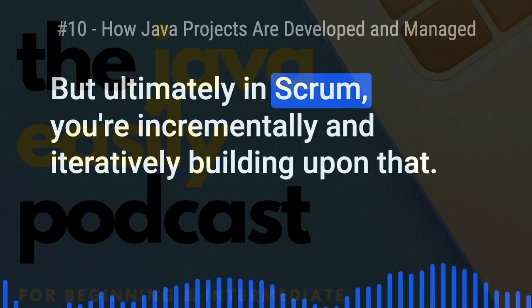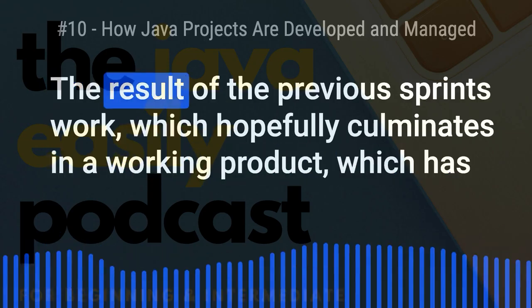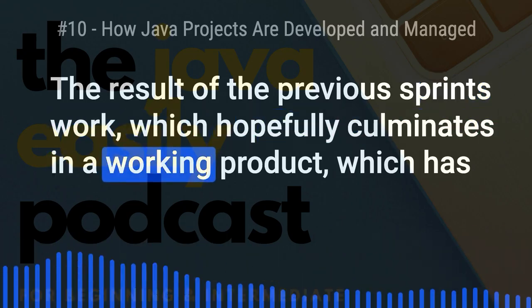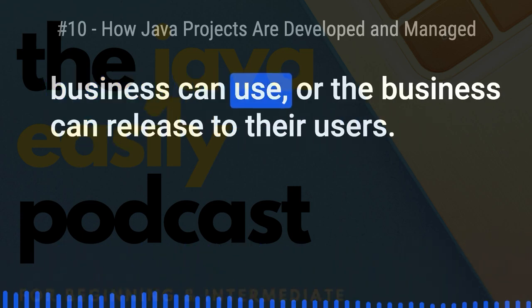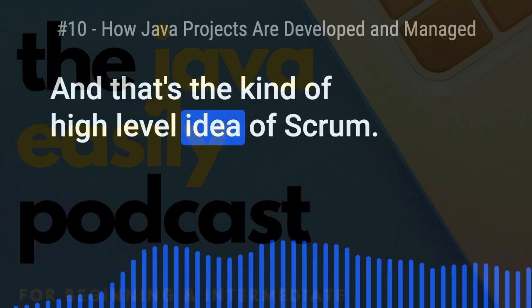But ultimately in Scrum, you're incrementally and iteratively building upon the result of the previous sprint's work, which hopefully culminates in a working product which has been fully tested and released to production, which then the business can use, or the business can release to their users. And that's the high-level idea of Scrum.